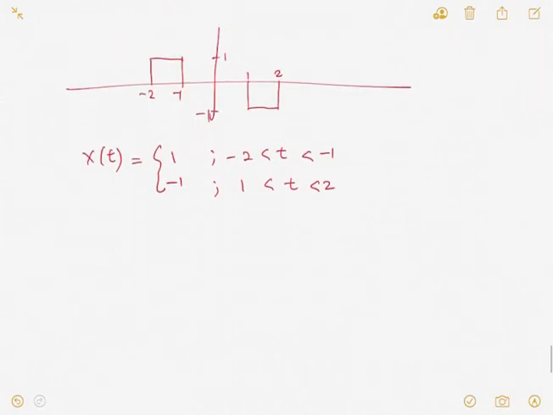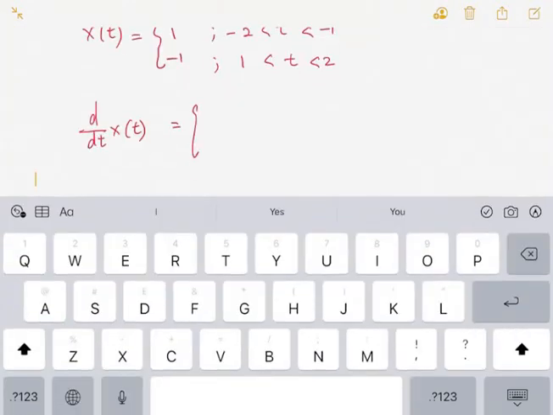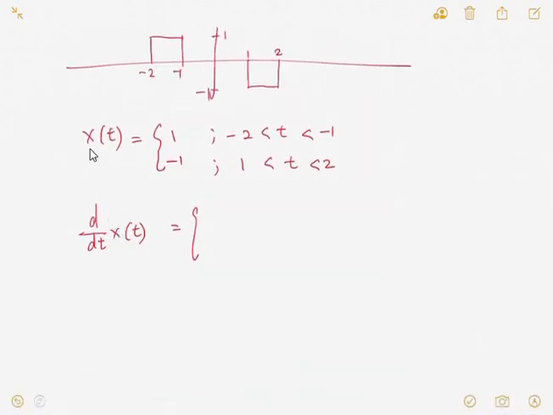Okay, so now the differentiation of x(t). You differentiate 1, equal to what? You have the x(t) here. You differentiate the x(t), you get delta t, from negative 2 to negative 1. And then you differentiate negative 1, you get negative delta t. So this is the answer.